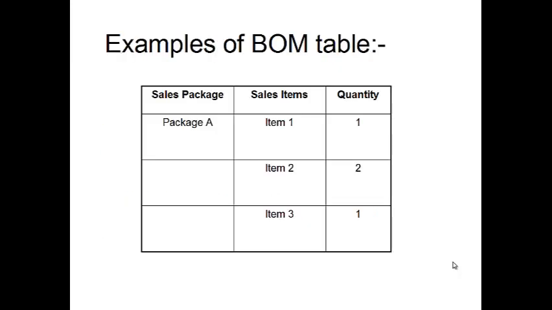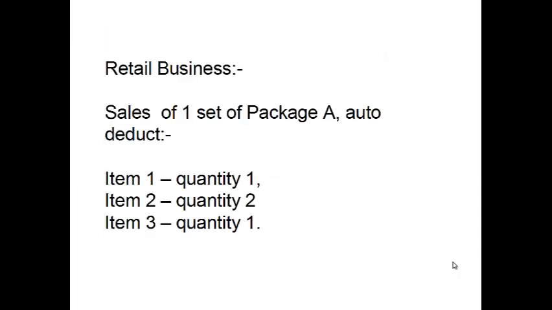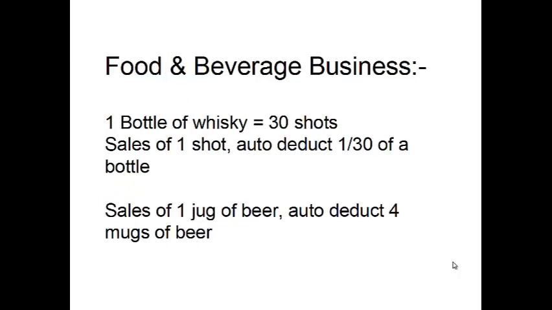Here's another example of a BOM table used for a retail business. For example, a retail business may have package A. When sold, it is made up of item 1, 2, and 3 as a combination forming package A. So when there's a sale of one set of package A, the system will auto-deduct item 1, item 2, and item 3. The same thing applies for food and beverage businesses.